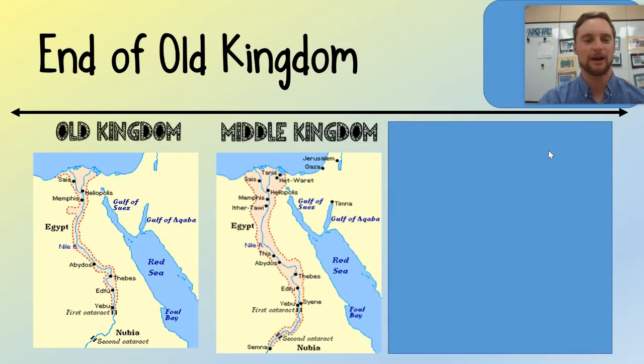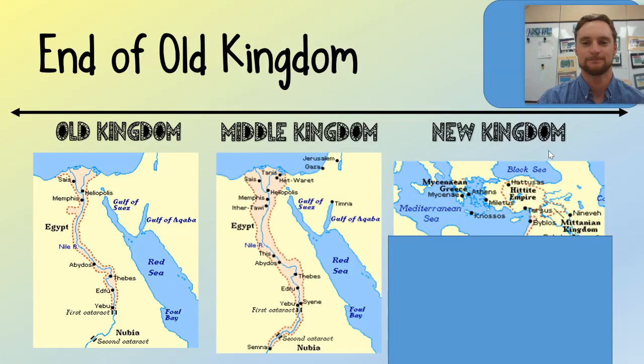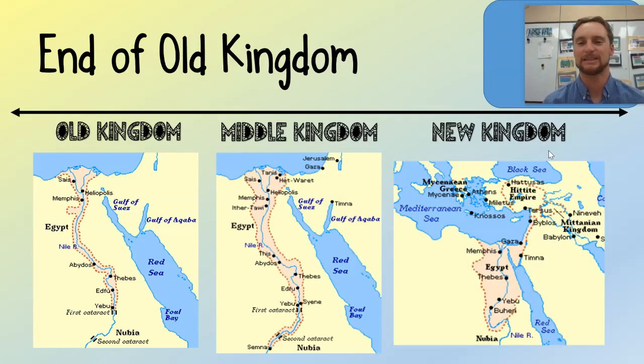So you can see right there from the Old Kingdom to the Middle Kingdom that the empire got larger. And the way they did this was through trade and expanding through that way. So from the Old Kingdom to the Middle Kingdom, the empire expanded. And then once again, you can see that it expanded again with the New Kingdom.